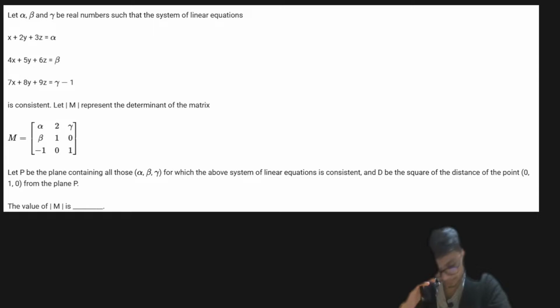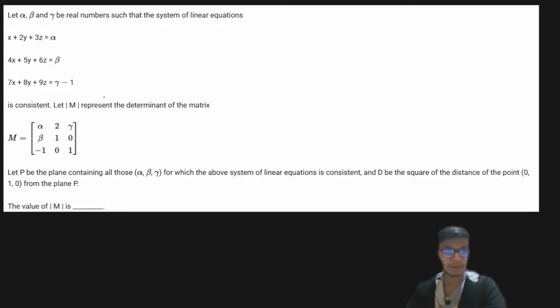Okay. So we have a bigger problem, and that's what we're going to solve over here. It's a problem which combines both matrix and determinant as well as 3D geometry, right? So this will be quite a good question to recap both the topics together, right? So let's see how we go about solving this problem.